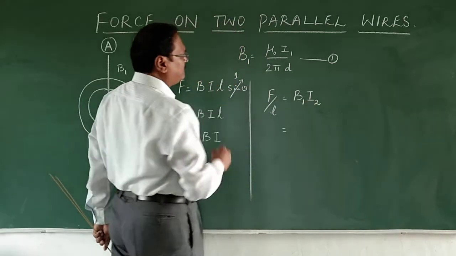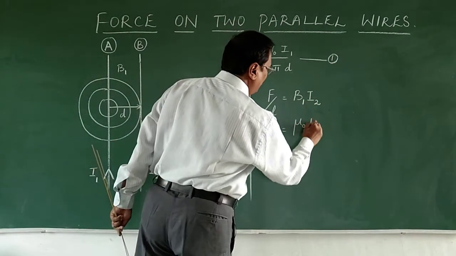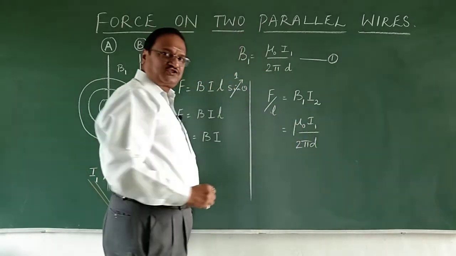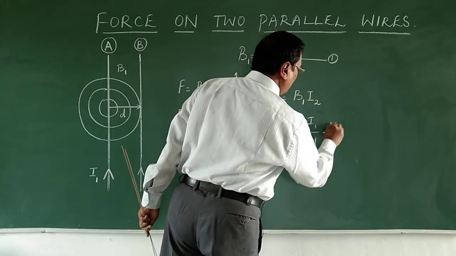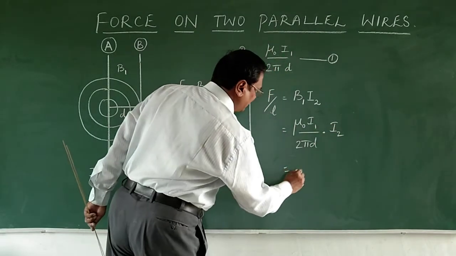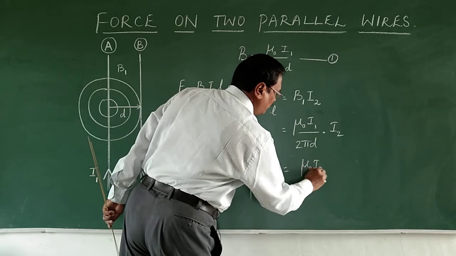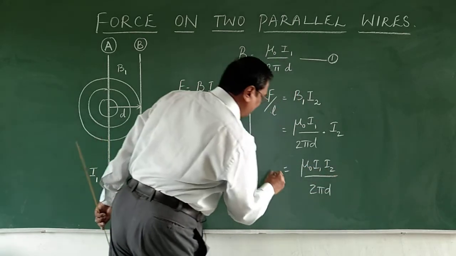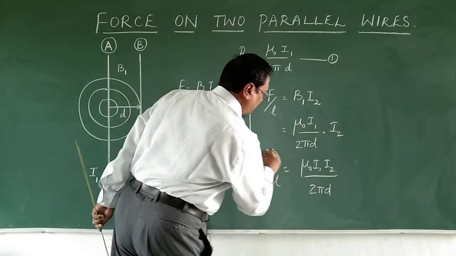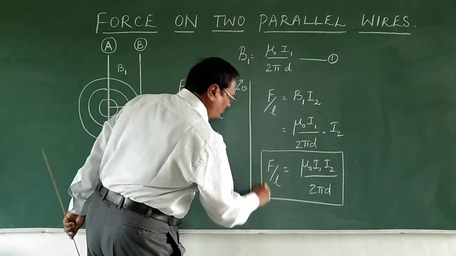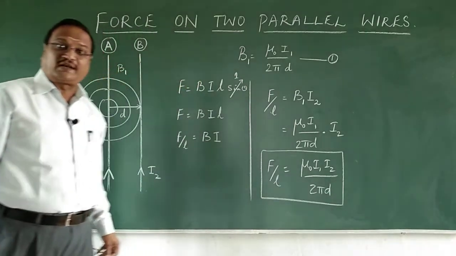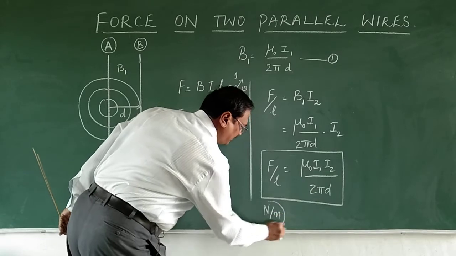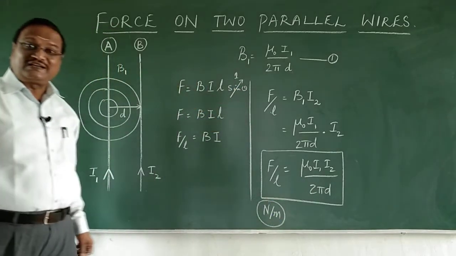So what is B1? That is mu naught I1 upon 2 pi D. D is the distance of separation, into I2. Or simply I can say mu naught I1 I2 divided by 2 pi D, that is force per unit length. And this is the formula you will find for force per unit length, and this is nothing but Newton per meter. Keep remember this point, this is Newton per meter.